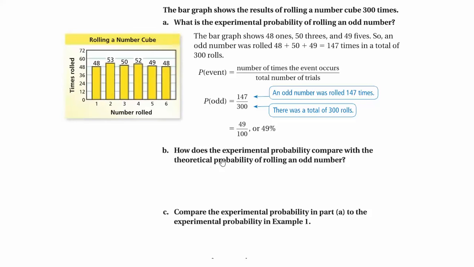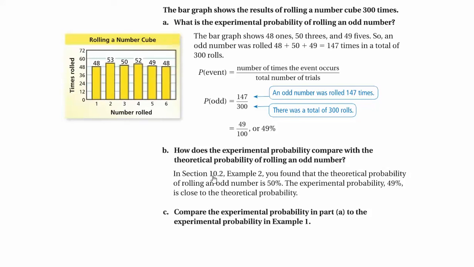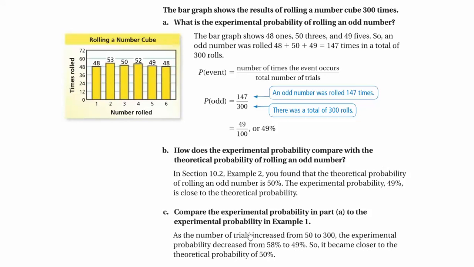So then how does the experimental probability compare with the theoretical probability? Well, if you think of theory on a dice, in example 10.2, you found that the theoretical probability of rolling an odd number is 50% because half of them are odd, half of them are even. The experimental probability, 49%, is close to the theoretical probability. So when we compare it, it's very close. So kind of accurate.